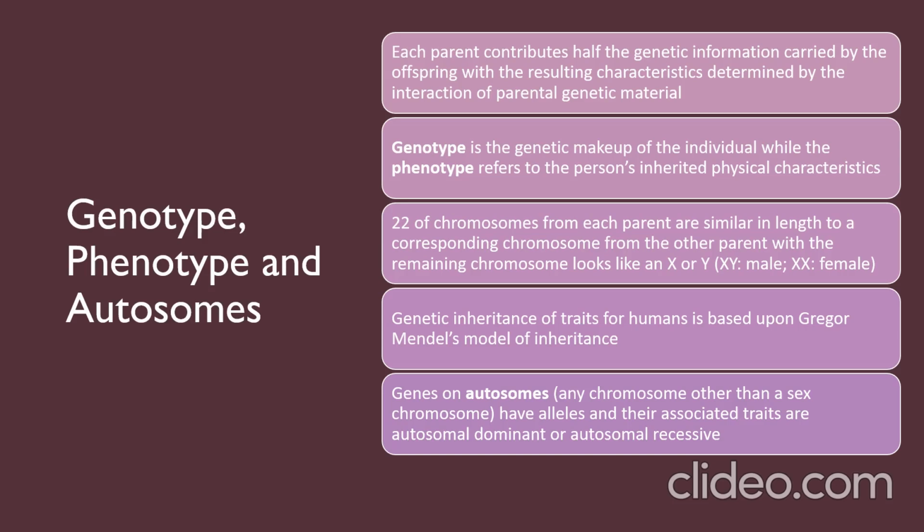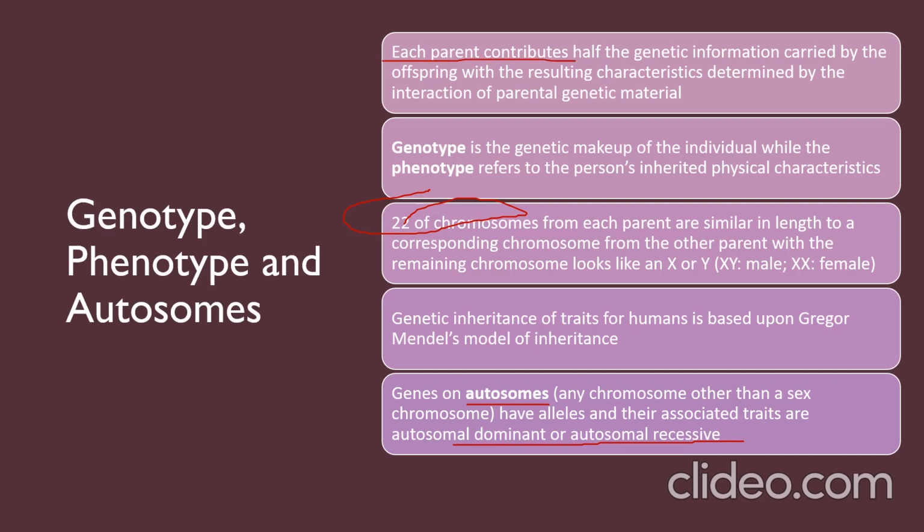Yung Mendel, siya yung father of genetics. Genes on autosomes are on any chromosomes other than the sex chromosomes. So those are the 22 pairs of chromosomes, no, yung autosomes. They have alleles and their associated traits are autosomal dominant or autosomal recessive. Ito na yung diniscuss natin kanina na allele. Paano ka nagkaroon ng blue eyes? Because you have two recessive alleles. And saan mo nakuha yun?